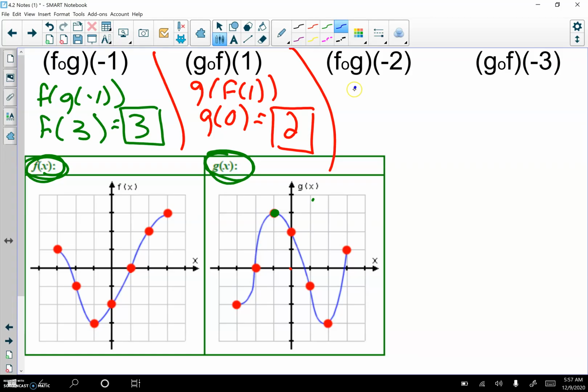Next one. F of g of negative 2. So I'm going to my g of x. Make sure you go to the right graph. When the input is negative 2, the y is 0. So g of negative 2 is just 0. And then f of 0, when x is 0, the graph is at negative 2.